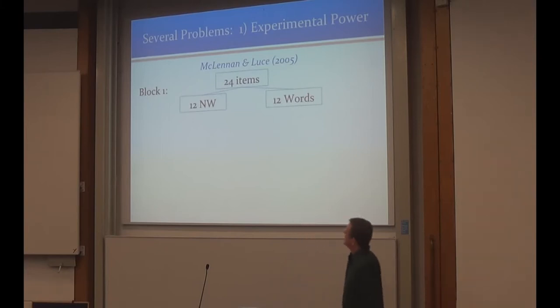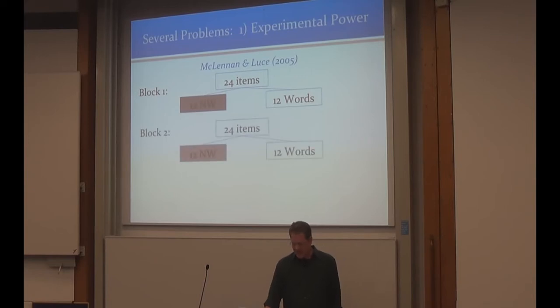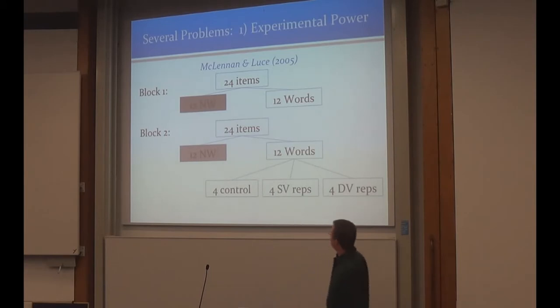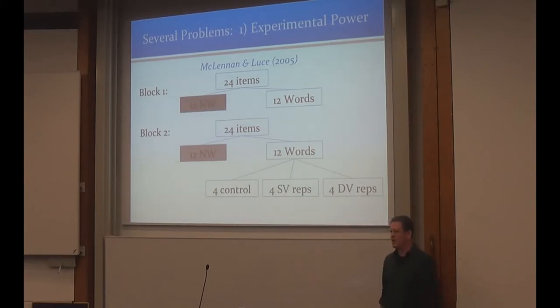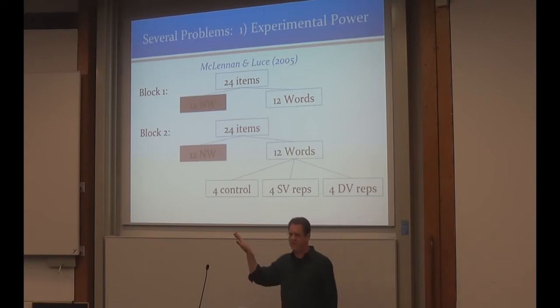The classic study that everyone cites, McLennan and Luce from 2005, their experiment had 24 items that people heard in a study session, 12 words and 12 non-words. They only are interested in the words. In the second block, you get 12 non-words and those same 12 words. 4 of the words are new, 4 are same voice repetitions, and 4 are different voice repetitions. And that's the entire experiment. And this same stimulus set is used in 4 or 5 of their articles. So it's a really tiny set.